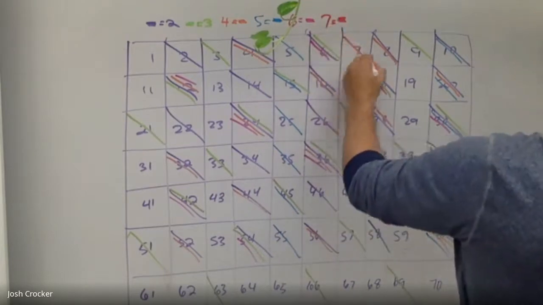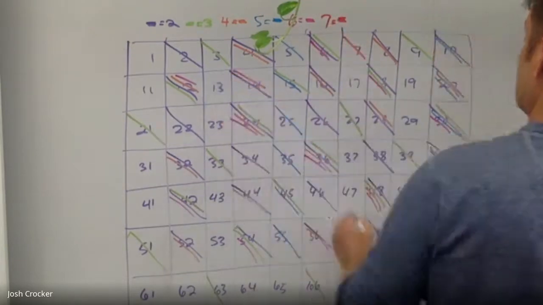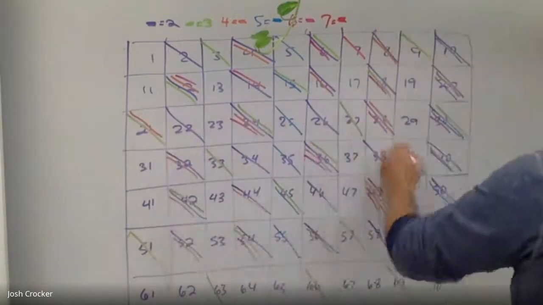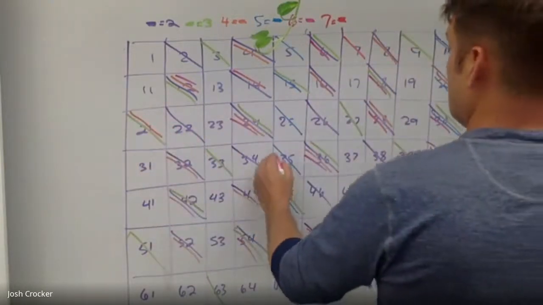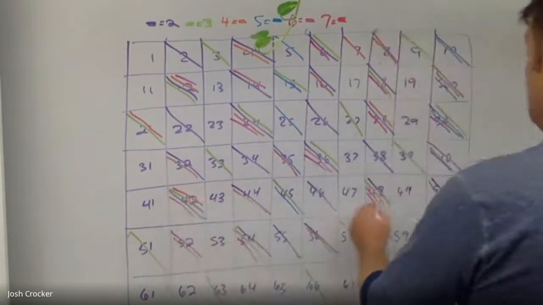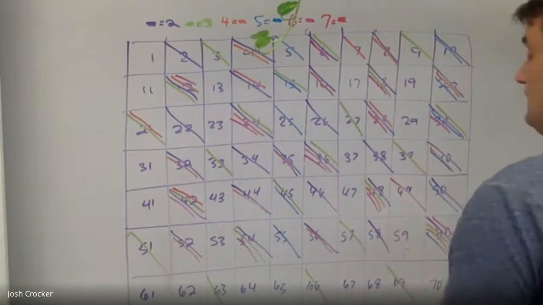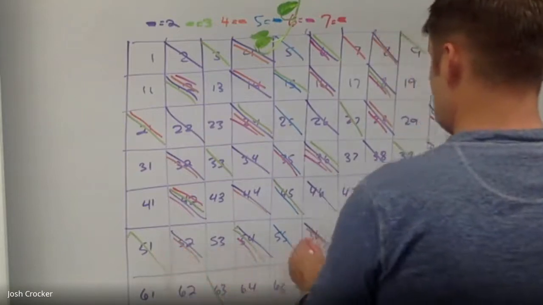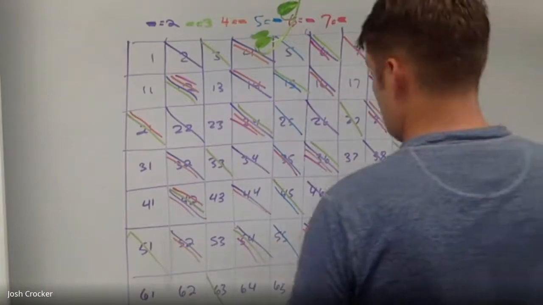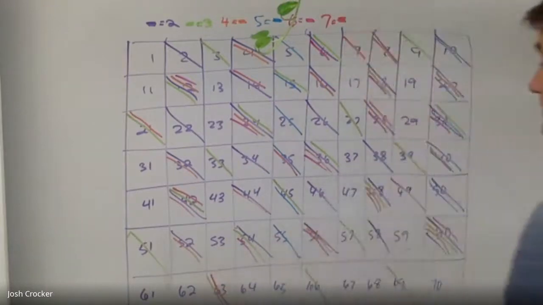Okay, 7. 7, 14, 21, plus 7 more is 28, plus 7 more is 35, plus 7 more, 42, 49, 56, and then the next one would be 63. Which you can't see.